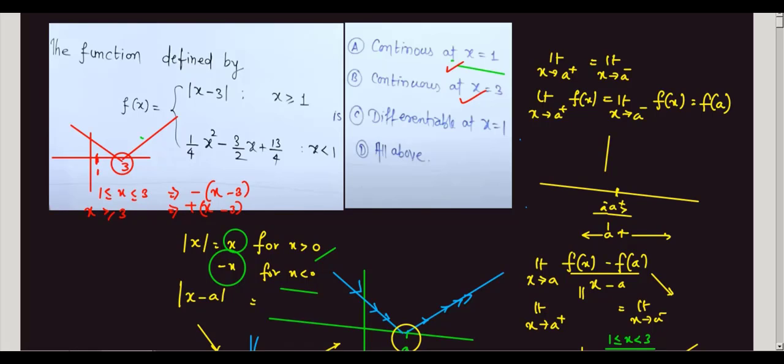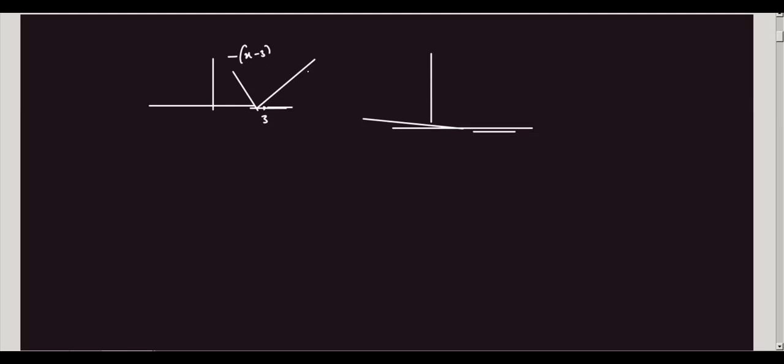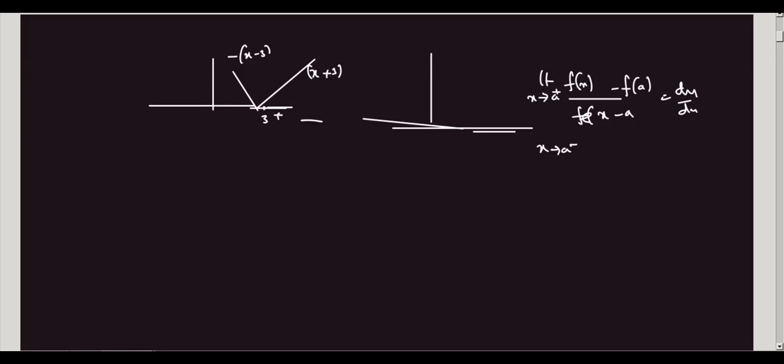Okay வா? So, next, differentiable. So, இப்ப பாருங்க. Differentiable பாத்தீங்கன்னா, இங்கே 3, this is mod function, இங்கே எவ்வளவு வருது, minus of x minus 3 வருது, இங்கே பார்த்தீங்கனா x plus 3 வருது. Differentiable பார்த்தீங்கனா, limit extends to a, f of x minus f of a by x minus a, this is equal to dy by dx. Check a plus and a minus. So 3 plus கென்ன வருது? X plus 3 வருது. 3 minus கென்ன வருது? Minus of x minus 3 வருது.